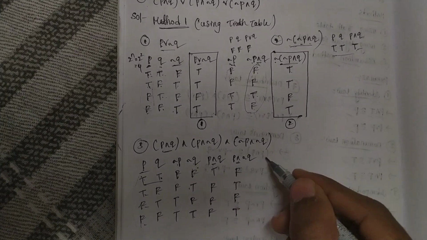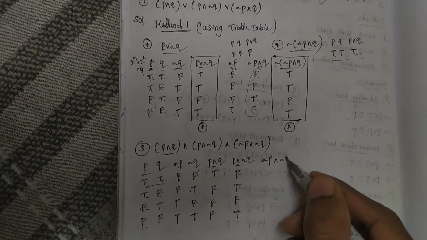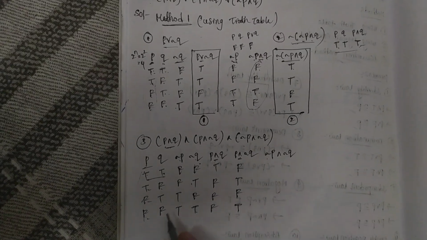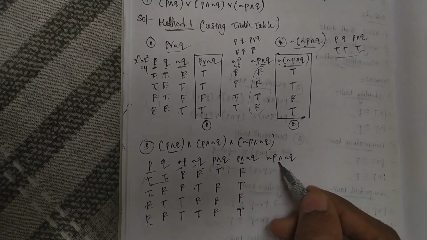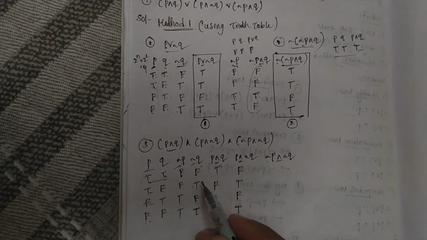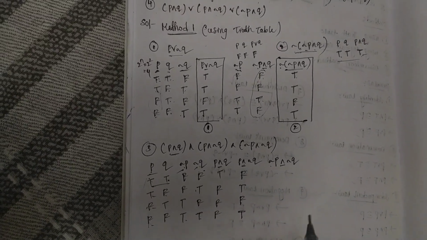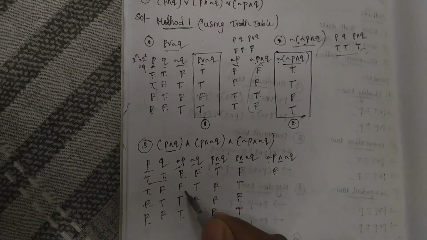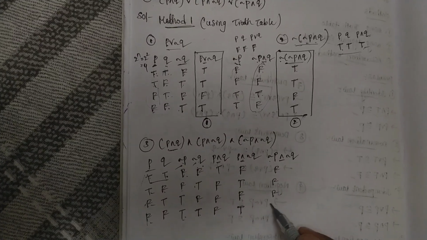Now we have to find negation P and negation Q. Here negation P is there, negation Q is there. In between we have to apply the and connective. In the and connective, if two truths are there, then only it is true, and in other cases it will be false. So here false, false means false; false, true means false; true, false means false; true, true means true.